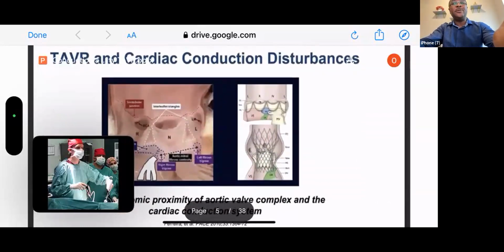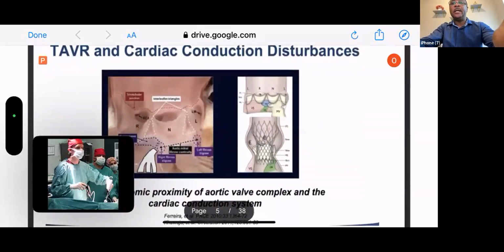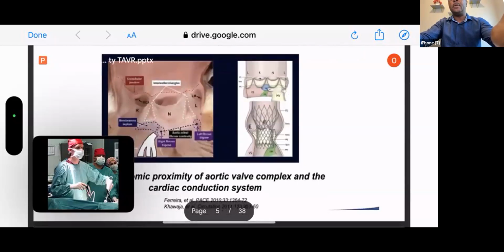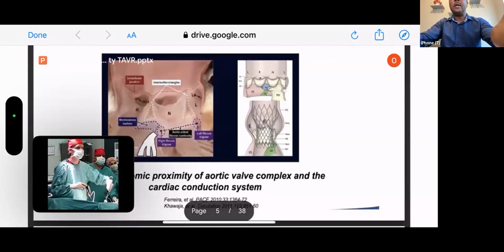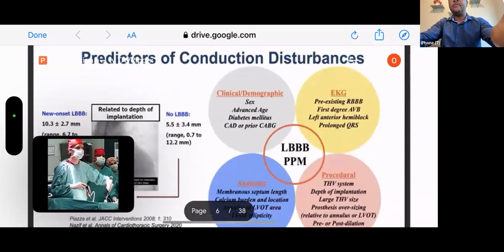And those of us who are more into EP will remember the triangle of Koch, which has to do with the coronary sinus level, the tendon of Todaro, and the septal attachment of the tricuspid valve. Just beneath the apex of that triangle is where the AV node comes out and then pierces the membranous septum as the bundle of His. Those places are also in close proximity to the aortic valve.